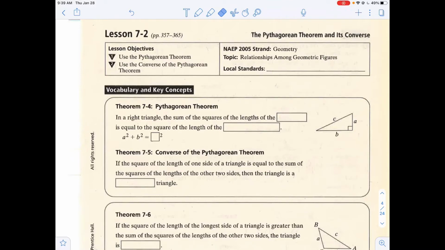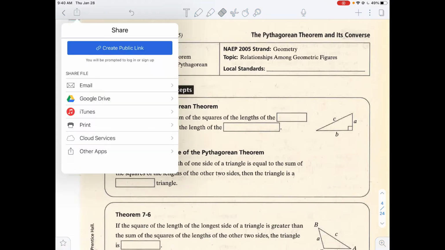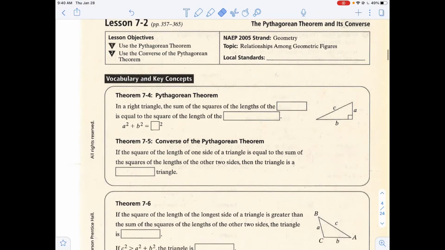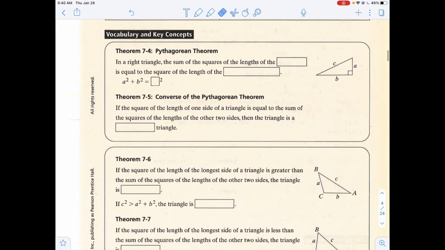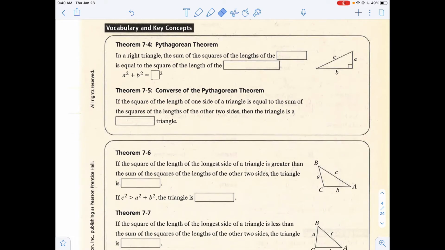Okay, lesson 7.2 is about the Pythagorean Theorem and its converse. The first objective is to use the Pythagorean Theorem, and the second is to use the converse of the Pythagorean Theorem. So first, Theorem 7.4 is the Pythagorean Theorem. In a right triangle, the sum of the squares of the lengths of the legs is equal to the square of the length of the hypotenuse.